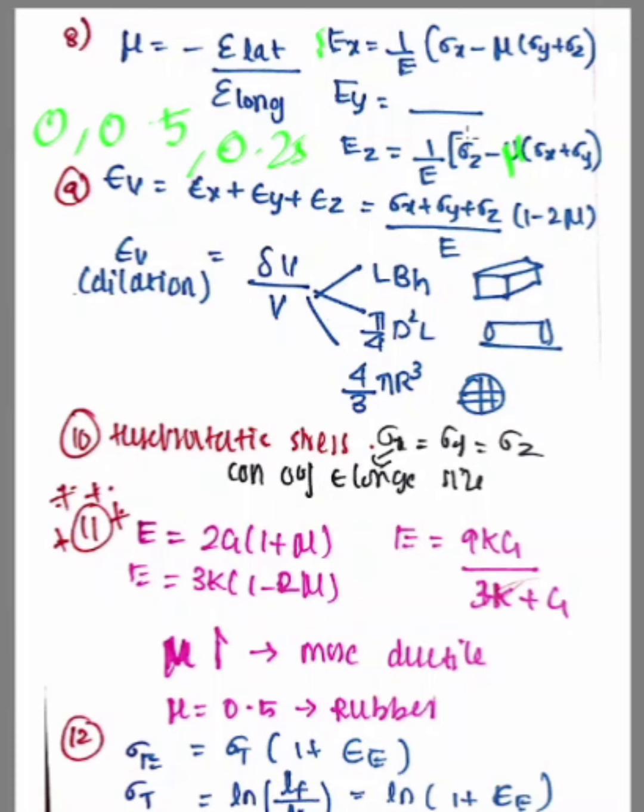Next, the elastic constants. Questions on elastic constants are very important. Instead of only studying the constants, the relations between them are also very important. These two are very important: E equal to 2G into 1 plus mu, equal to 3K into 1 minus 2 mu. When Poisson's ratio increases, the material will be more ductile, and mu equal to 0.5 for rubber.